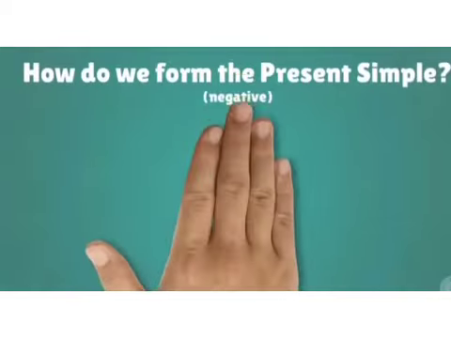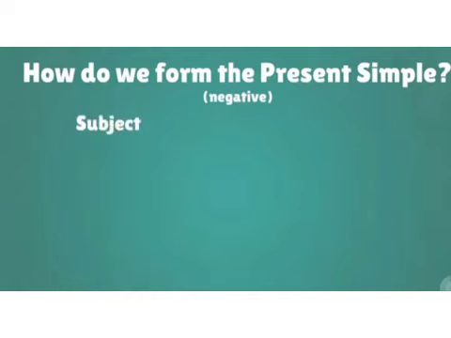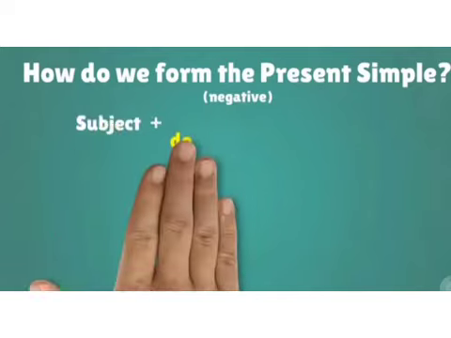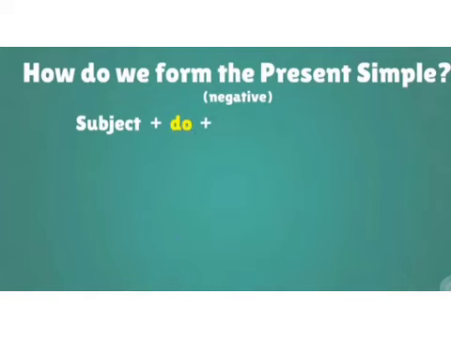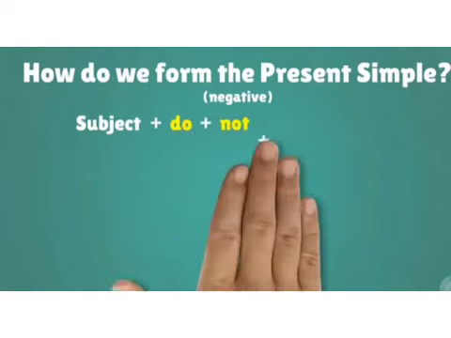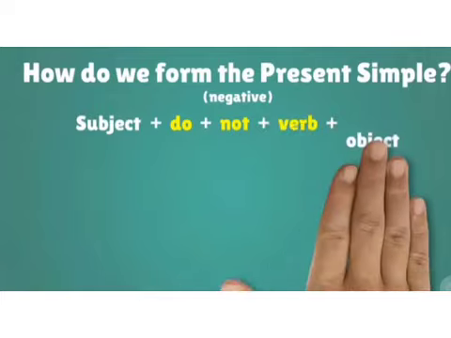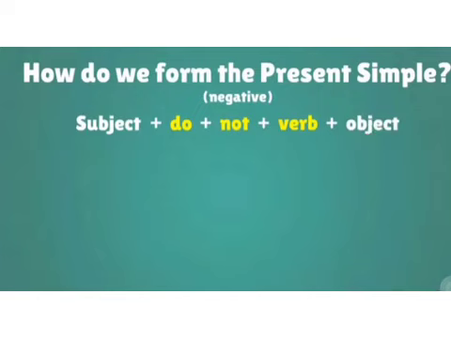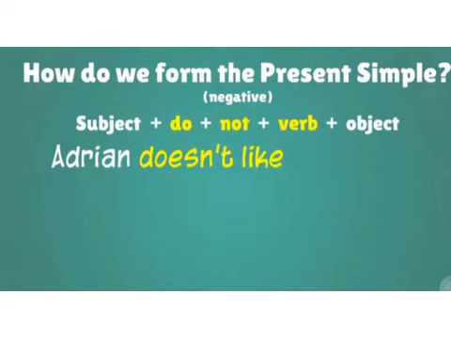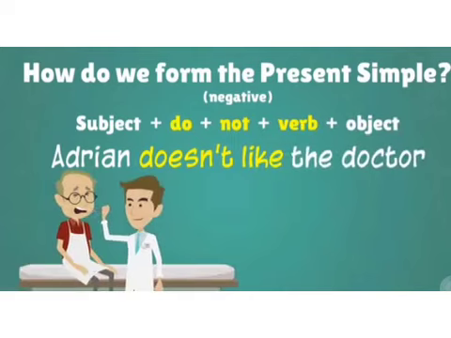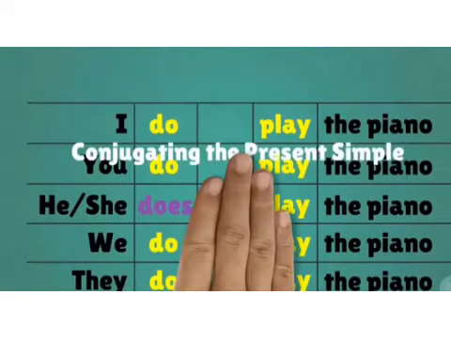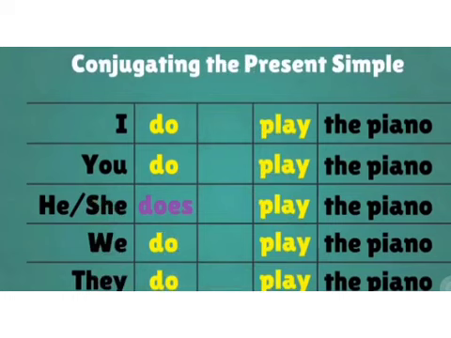How do we form the present simple negative? For that, we have the formula: subject plus do plus not plus verb plus object. An example for it is: Adrian does not like the doctor. Here, like is the verb and the doctor is the object. Adrian is singular, so we have used does.